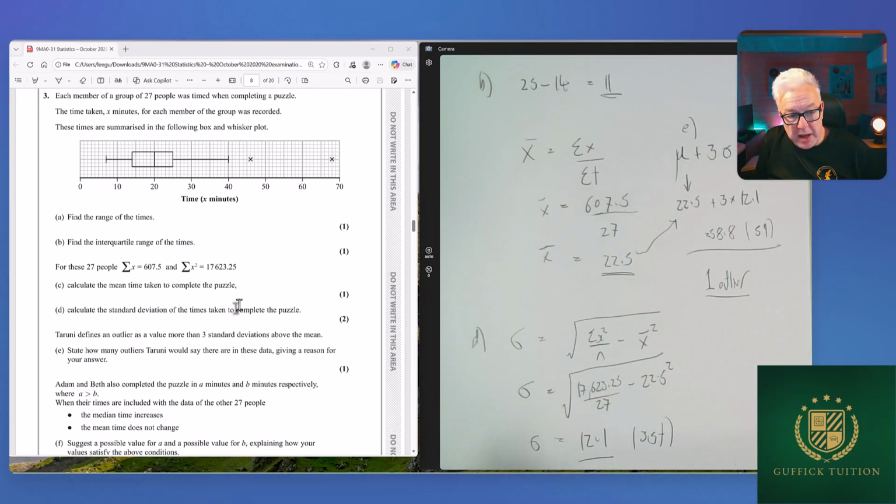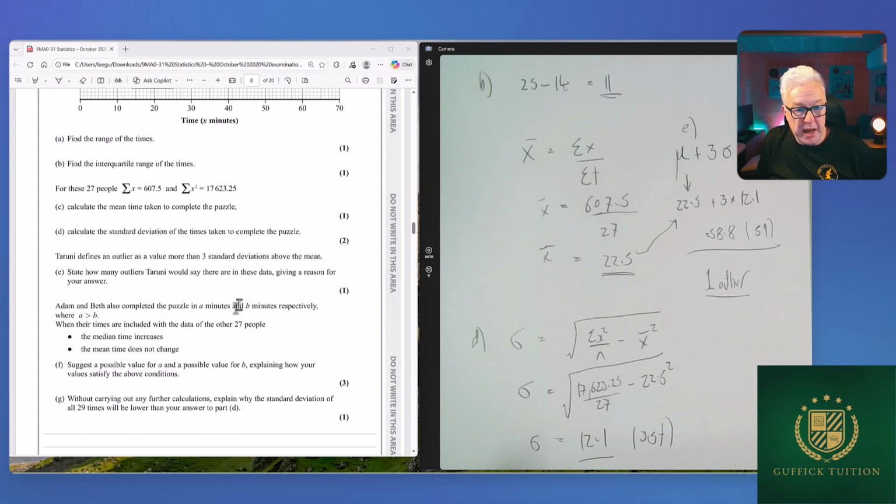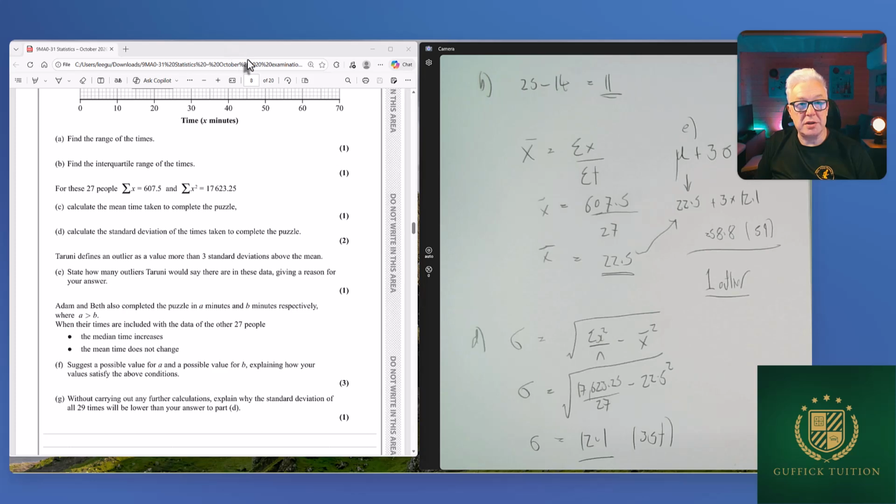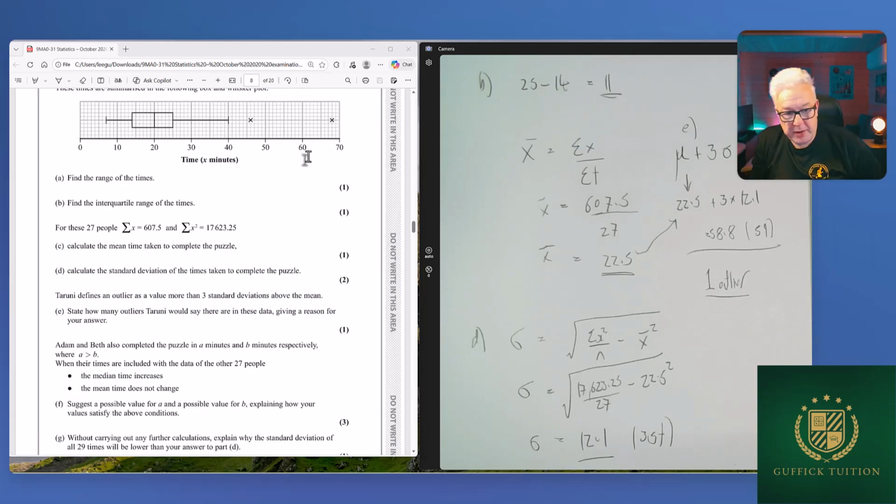Now Adam and Beth are also completing a puzzle in A minutes and B minutes respectively. When their times are included with these data of the 27 people, the median time increases and the mean time does not change. Suggest a possible value for A and a possible value for B, explaining how your values satisfy the above conditions. Right, let's have a think about this then.